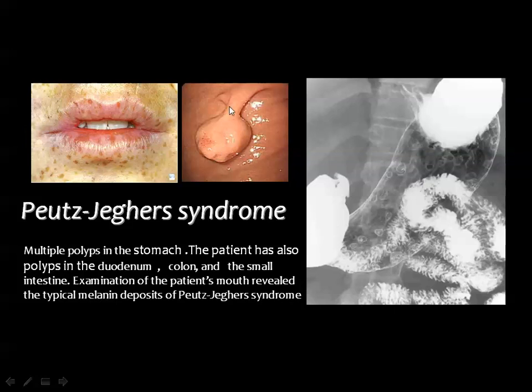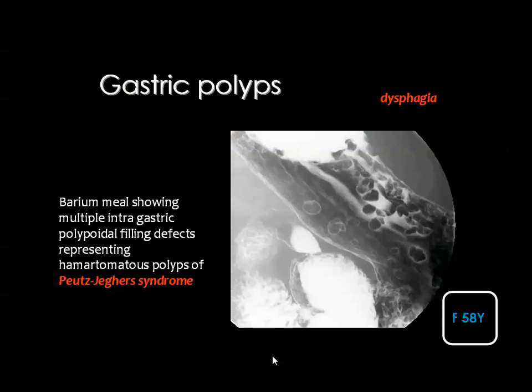Many of the polyps are pedunculated, and also if you see this very typical pigmentation in the circumoral area and in the hand as well, and this will help you to reach the diagnosis. And this is a case of Peutz-Jeghers syndrome showing many of the gastric polyps.